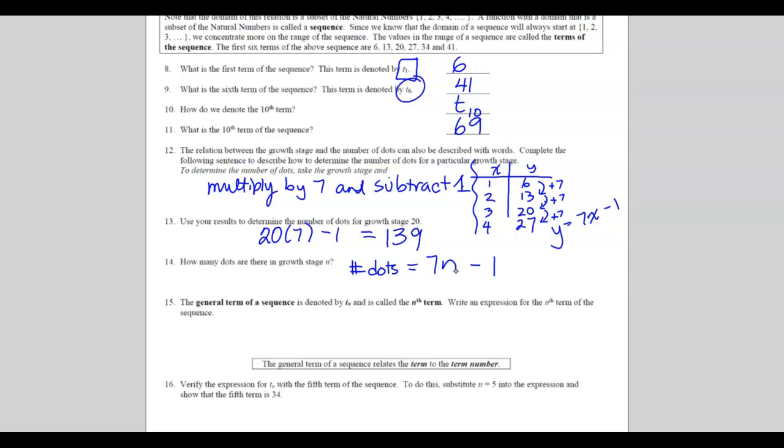Okay, so the general term of the sequence is denoted by Tn and is called the nth term. Write an expression for the nth term. So basically now, instead of number of dots, I'm just using T subscript n. It's almost like function notation, right? We know that we're using n as our independent variable. We might go T bracket n. But if we're talking about these being sequences, then we use the subscript. That's kind of a hint. This is some type of sequence.